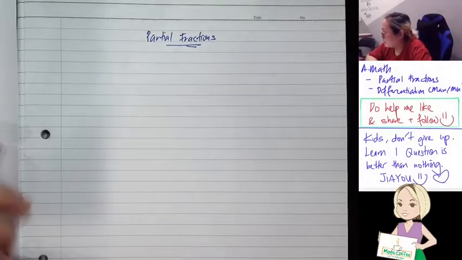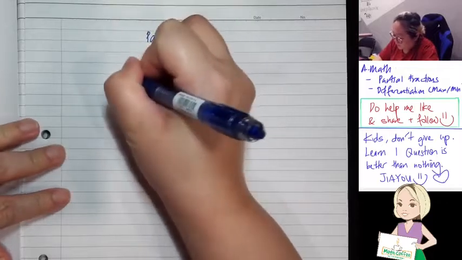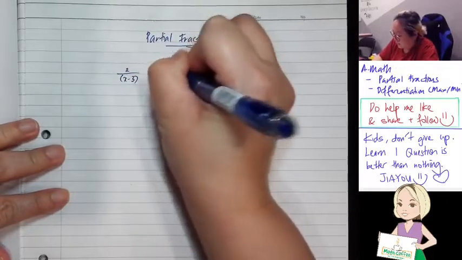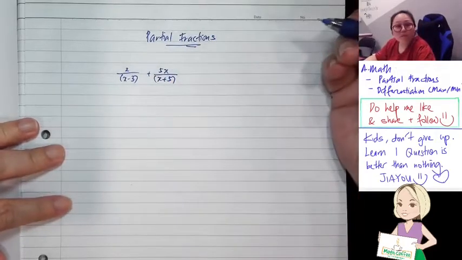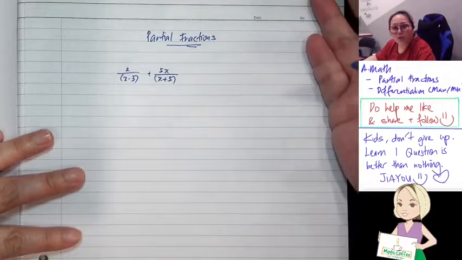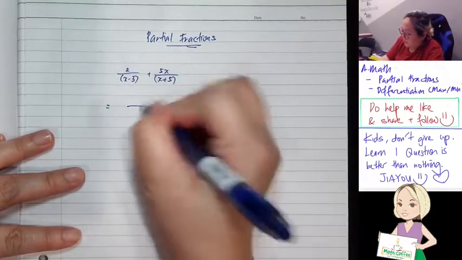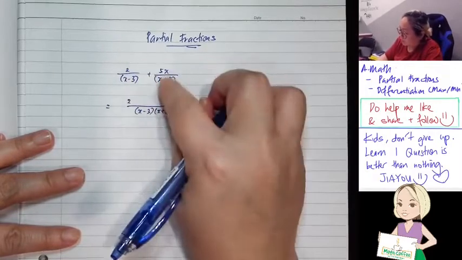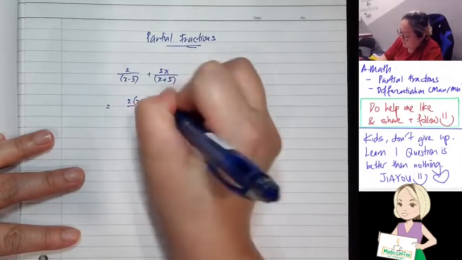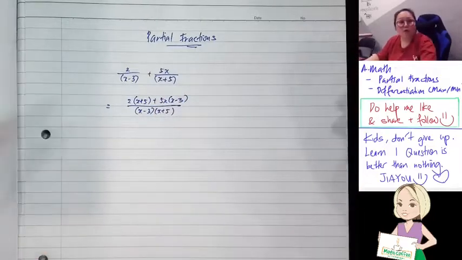So you know in A Math, you know how to combine into a single fraction. For example, if I have 2 over x minus 3 plus 5x over x plus 5. To combine it into a single fraction, we change them to the same denominator, right? So I have my common denominator x minus 3 and x plus 5. My 2 must multiply with x plus 5, and my 5x must multiply with x minus 3. So this is how you combine into a single fraction.